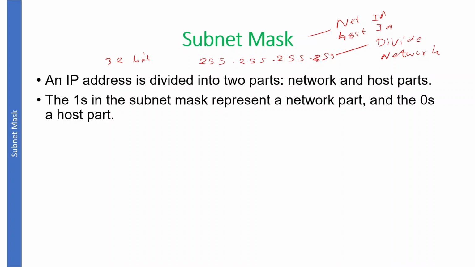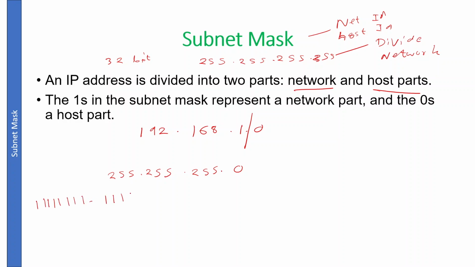Okay, so an IP address is divided into two parts. As we told, we have network and host parts. The ones in the subnet mask represent the network part. For example, if you take the 192.168.1.0 address, then this is a class C IP address, right? In the next video we will discuss classes. When it comes to class C, the subnet mask is 255.255.255.0. That means we have 8 ones, another 8 ones, 255, then the last 255, and finally 0, right?